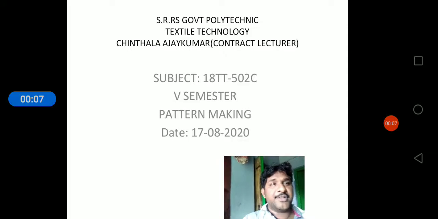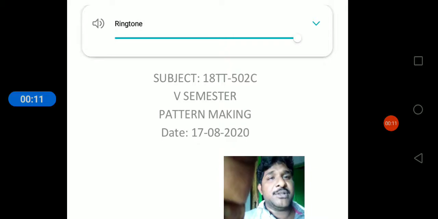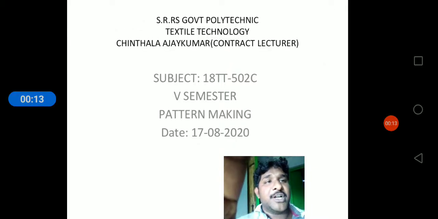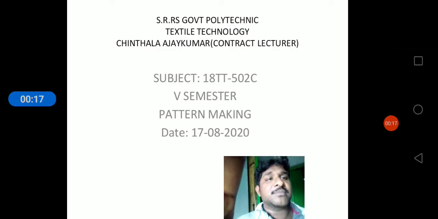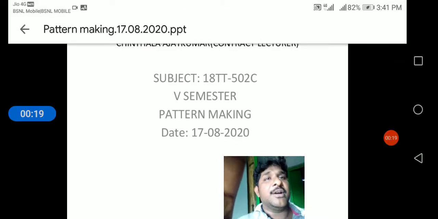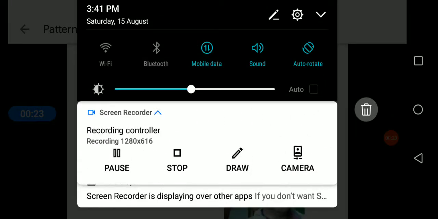Today we are discussing the new subjects in fifth semester. Apparel production technology. It is very easy to understand, and easy for fabric making, decision making and pattern making.